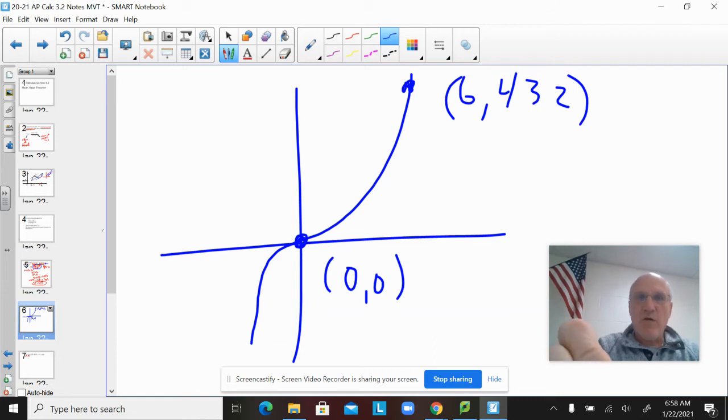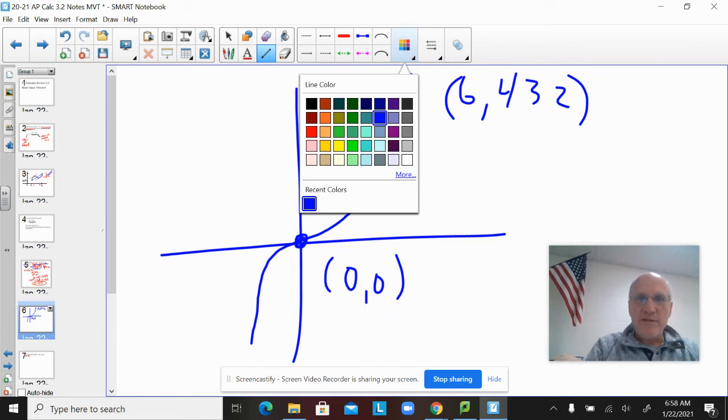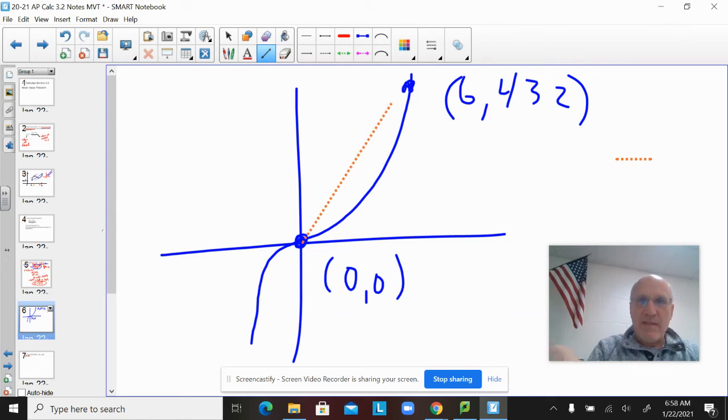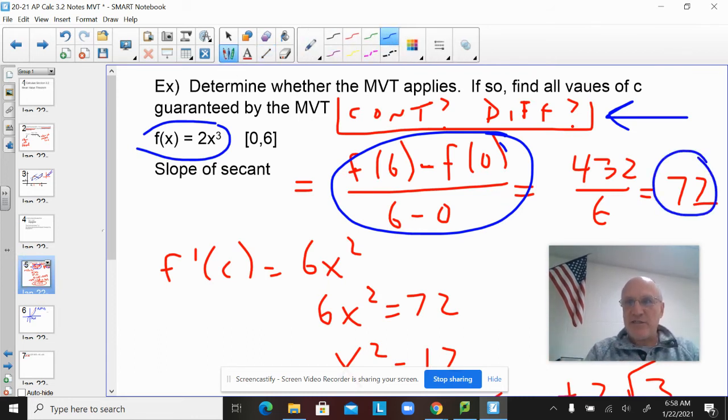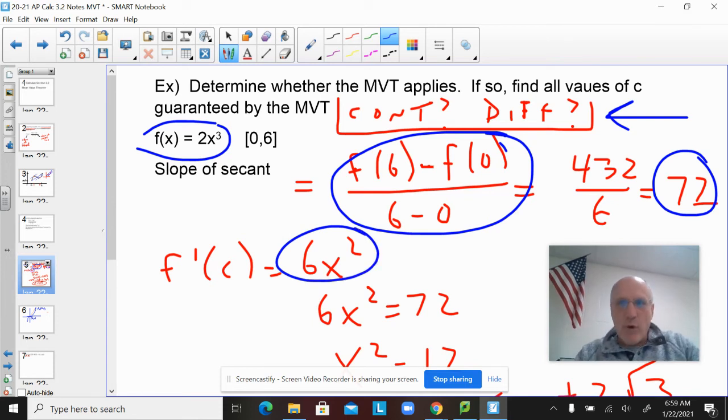And what we found so far was the slope of that line, the slope of the secant line, just given the two endpoints. And that was this 72. That's the slope of the secant line. And then all we have to do is take the derivative of the function. The function being 2x cubed, the derivative is 6x squared. And I even wrote x here. I could have written c, either way is fine. And then we're not plugging in 72, we're setting the derivative equal to the slope of the secant line.